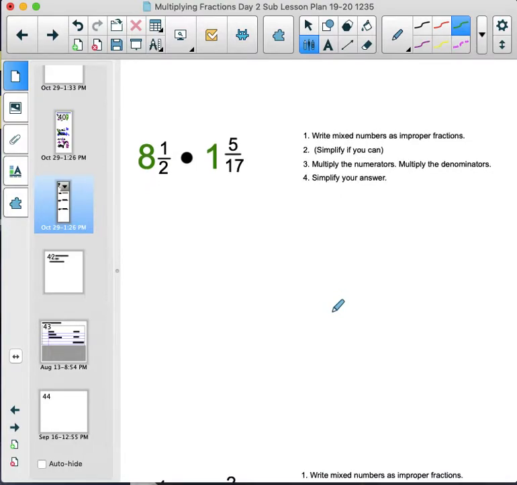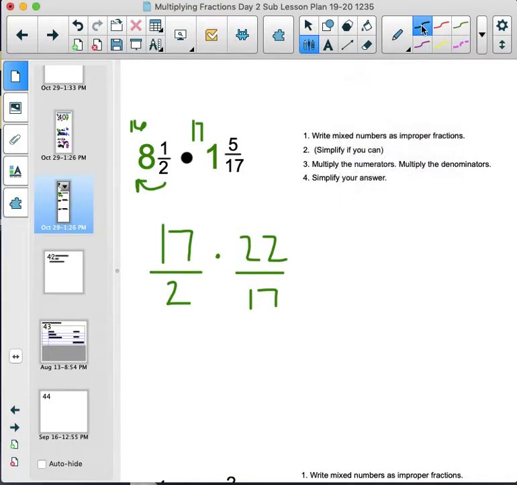Let's see. Oh, yeah, I like this one too. Okay. Write this down. 8 1/2 times 1 5/17. All right. 8 times 2 is 16, plus 1 is 17. So maybe you see right away why I like this problem. I have a 17 in the denominator, so you'll see how that comes back into play here shortly. 17 times 1 is 17, plus 5, I believe, is 22 over 17.